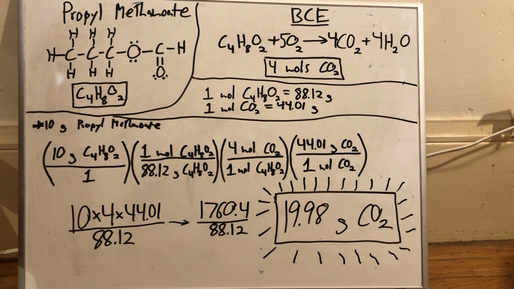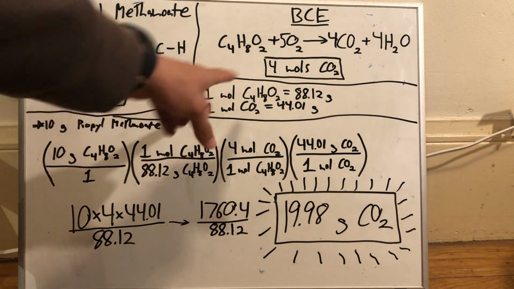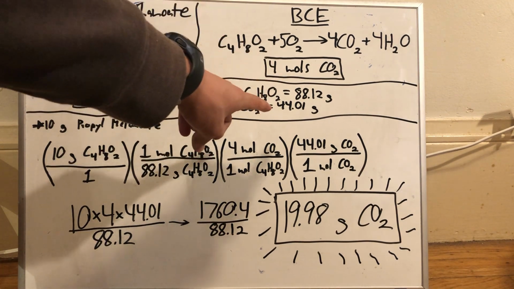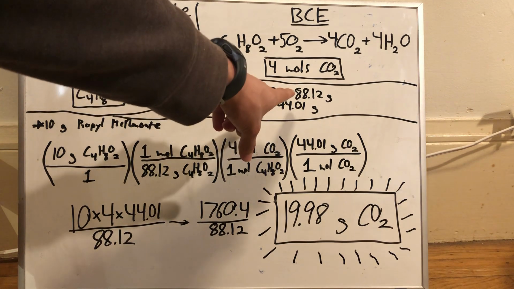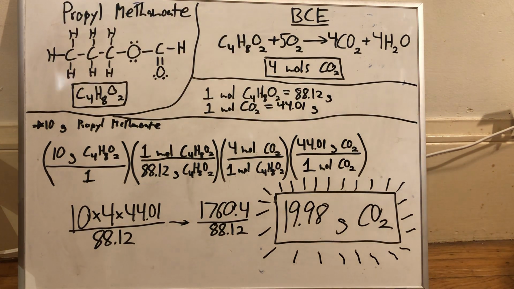I'll explain that more in a sec, but we're going to need to know how much 1 mole of propylmethanoate weighs and how much 1 mole of carbon dioxide weighs. Propylmethanoate, you use your blue sheet, pink sheet, whatever you want, becomes 88.12 grams, and 1 mole of CO2 becomes 44.01 grams. Okay, stoichiometry. It's used to convert from one thing to the next, right?